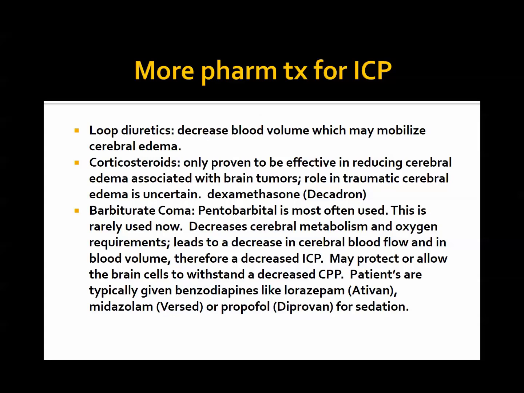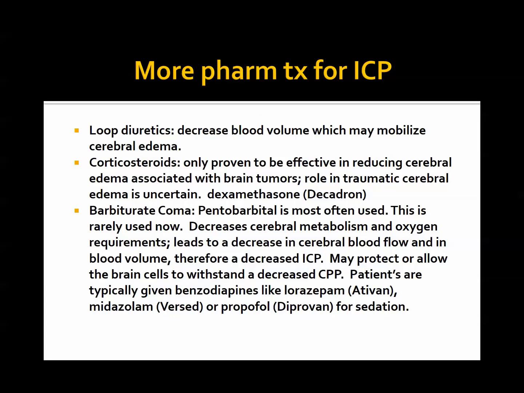Dexamethasone can be used for nausea even in cancer patients, but typically think about dexamethasone, Decadron, being used for cerebral edema or spinal cord edema. Those are two of the big uses. A barbiturate coma, you may hear that.